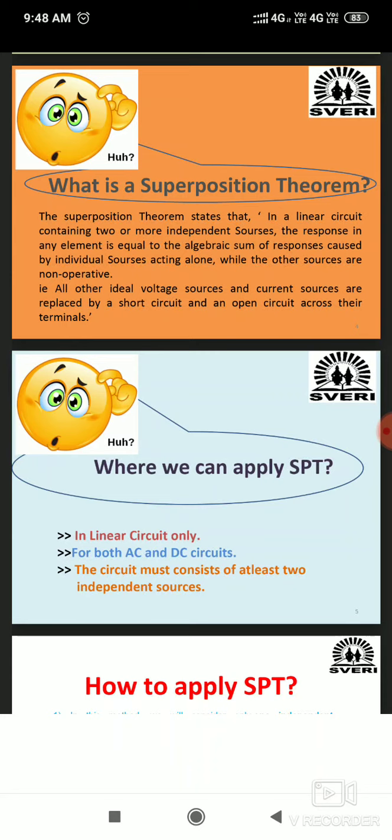Okay, this question is also asked in a POE, that is the practical and oral examination. So this will be the theorem. So how to remember, first of all a linear circuit containing two or more independent sources, then the response in any element is equal to, third, the algebraic sum of responses caused by individual sources acting alone while other sources are non-operative, and fourth statement, all ideal voltage sources are replaced by short circuit and all ideal current sources are replaced by open circuit. These 4 points you can remember. Once you remember these 4 points, there is no confusion about how to remember the superposition theorem. Don't mug up. Biologically you can keep it in mind.